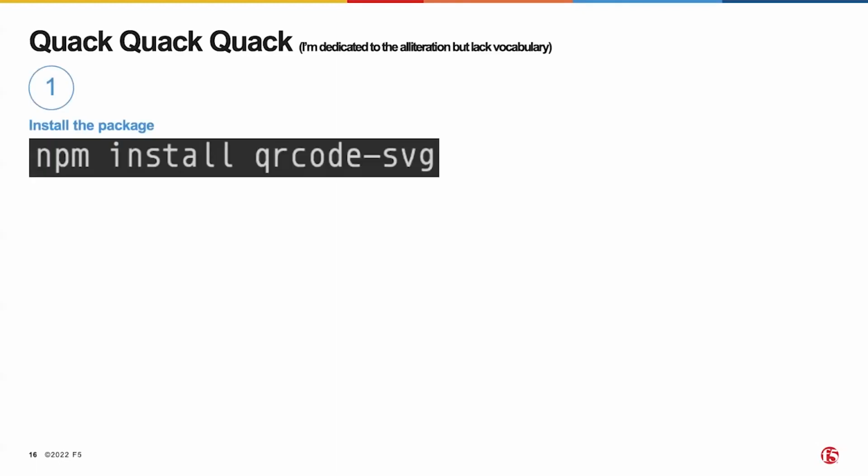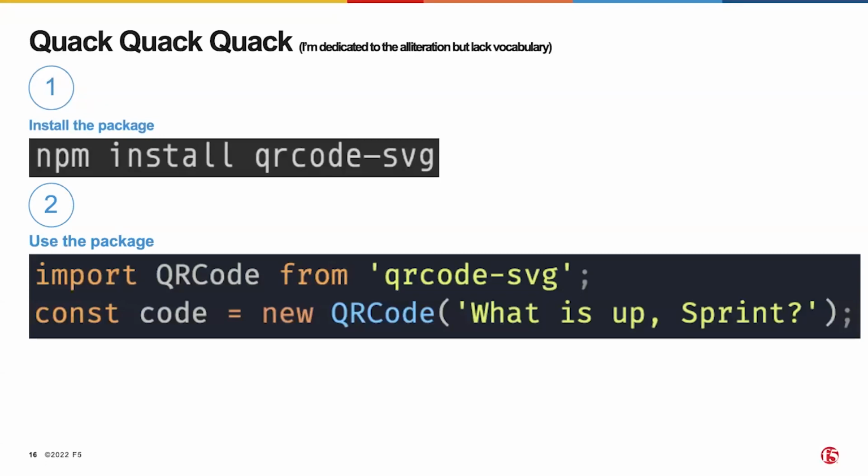First, what we're going to do is install a package from NPM called QR code SVG. Next, we're just going to use the package as it's described in its documentation. And last, this is kind of the new thing, we're going to transpile the code.